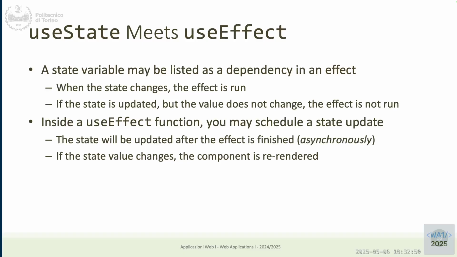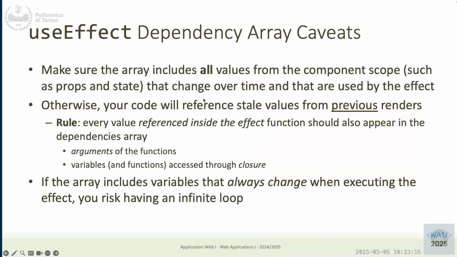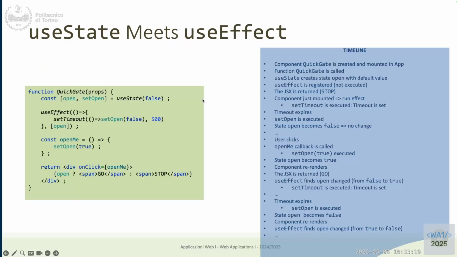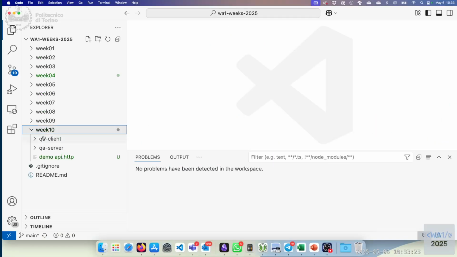Actually, we can schedule the change of some states by calling a set function. And so actually the hook will schedule the state change, the state will change, and the component will be rendered again, and maybe the hook will be run again a second time if the same state that we are changing is in the dependency list. Let's make an example on our code, for example. So a simple one.